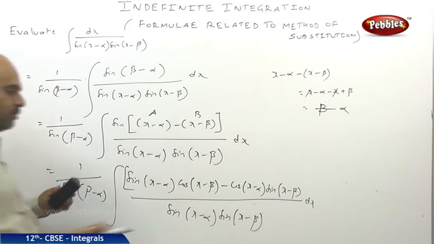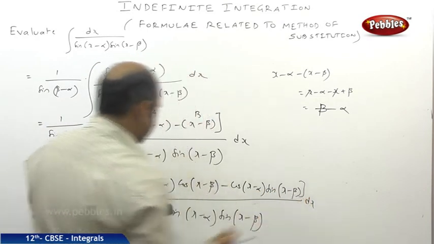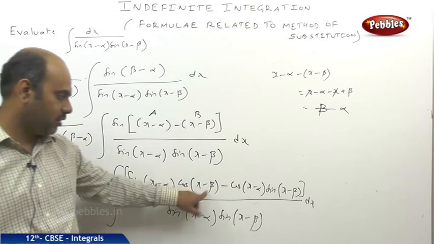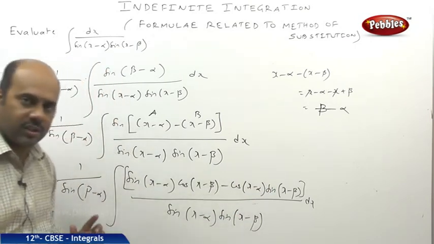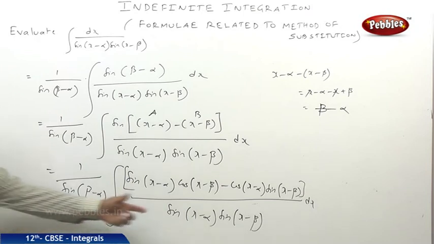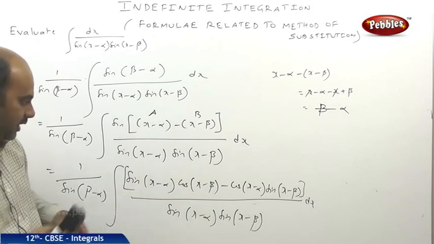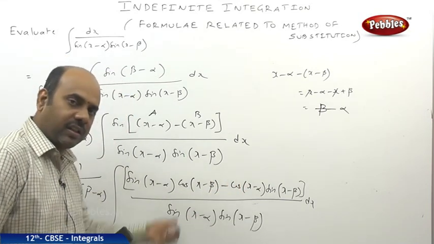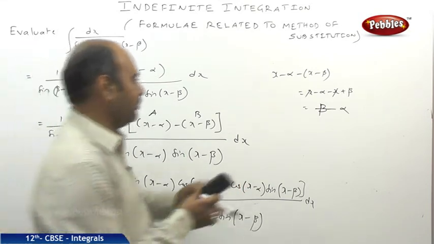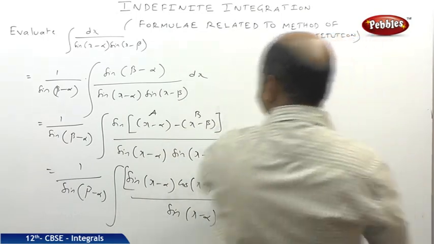So finally it has turned into sine a cos b minus cos a sine b divided by the denominator. It looks like a minus b by c, so I can write it as a by c minus b by c.